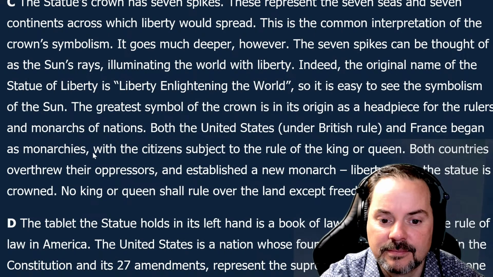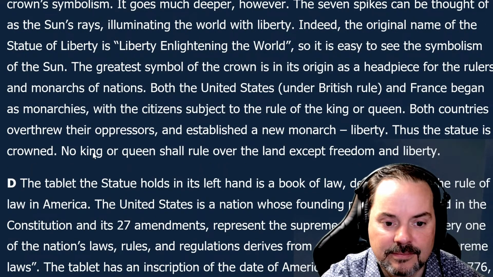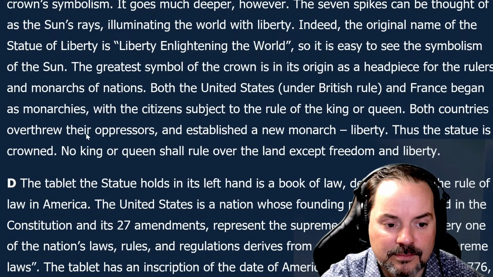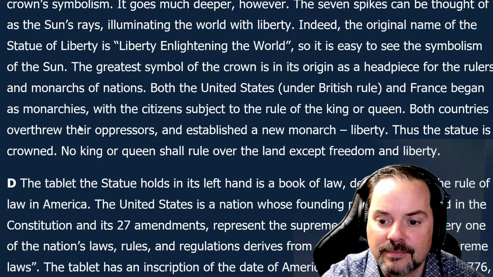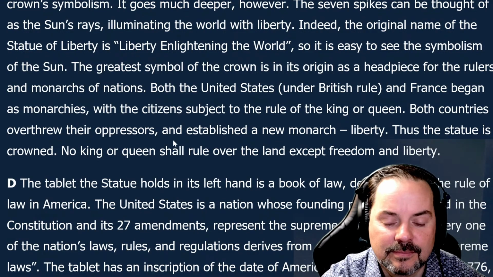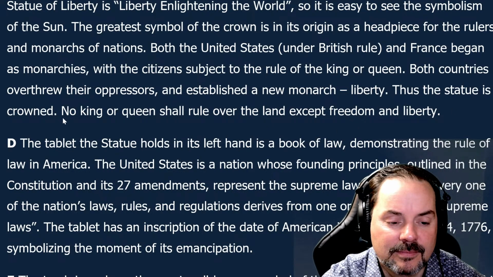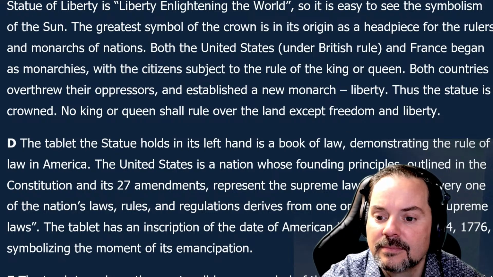The greatest symbol of the crown is in its origin as the headpiece for the rulers and monarchs of nations. But the United States under British rule and France began as monarchies, with the citizens subject to the rule of the king or queen. Both countries overthrew their oppressors and established new monarch, liberty. Thus the statue is crowned. No king or queen shall rule over the land except freedom and liberty.